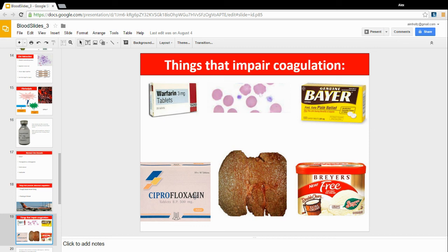If this was your liver, this is one ugly liver right here. If this was your cirrhotic liver, your liver would not be working properly. Your hepatocytes, your liver cells, would not be able to make enough clotting factors. If you were on a totally fat-free diet, that would be bad too, because if you don't have enough fat, you can't absorb enough fat-soluble vitamins. And remember, one of your fat-soluble vitamins is vitamin K.